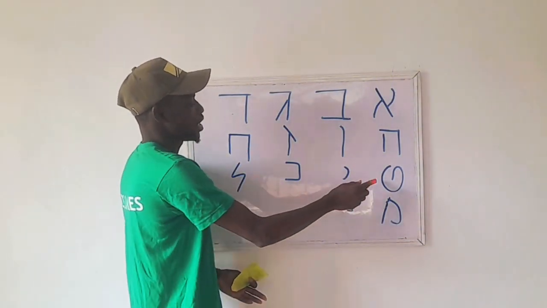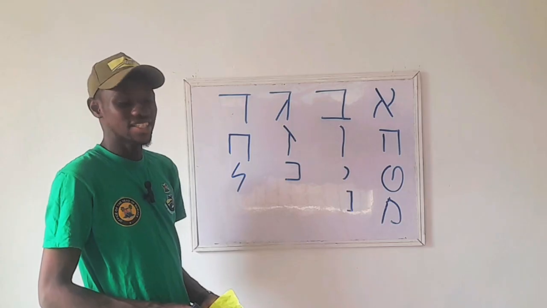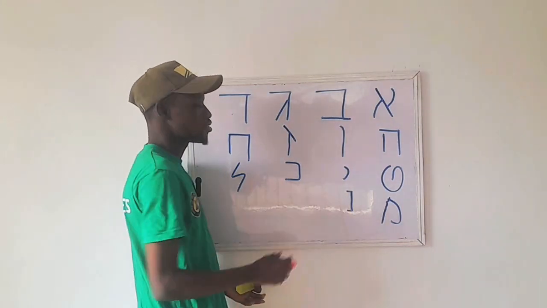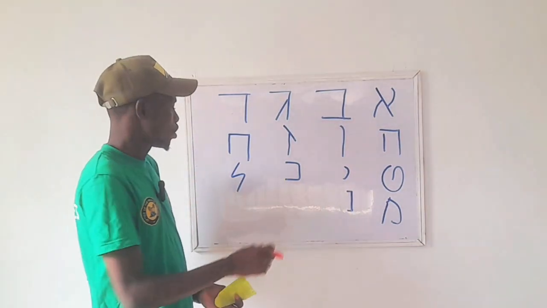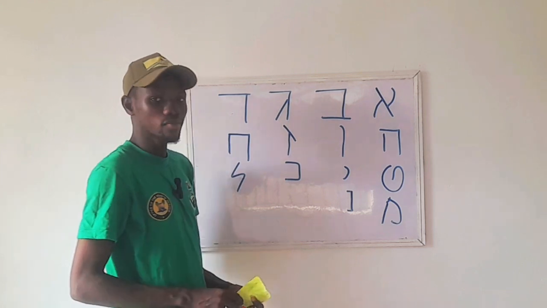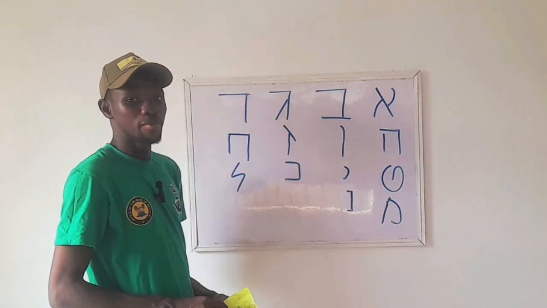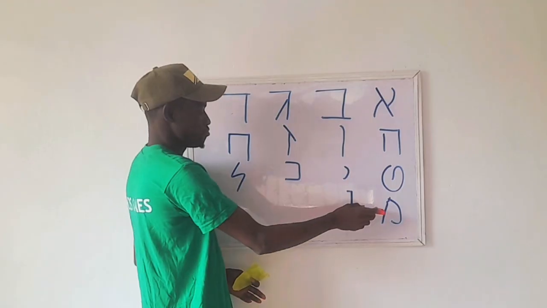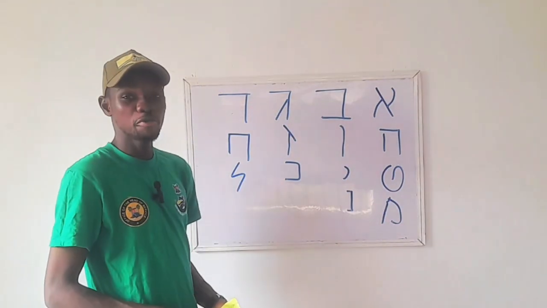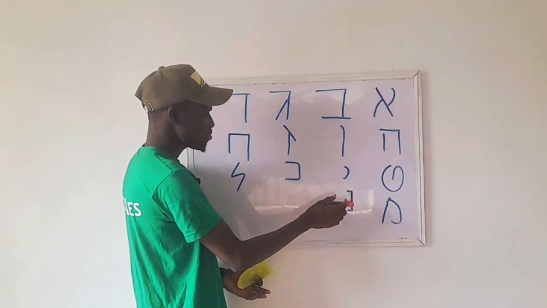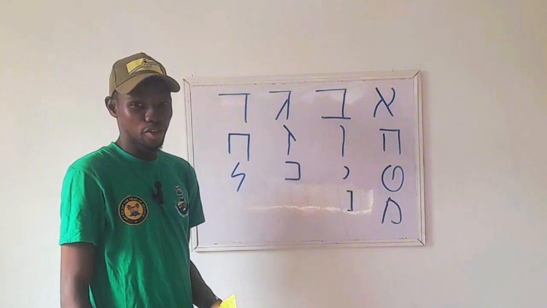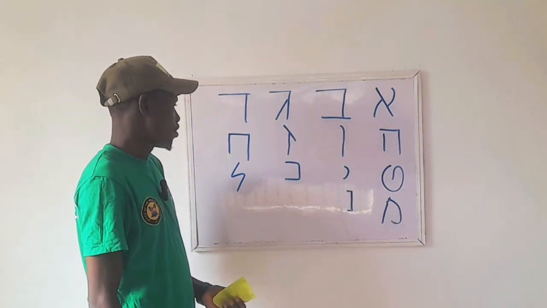Kate. Number 9 is what? Tate. Number 10 is what? Yod. Number 11 is what? Kaf. Number 12 is what? Lamed. Number 13 is what? Mem. Number 14 is what? Nun.